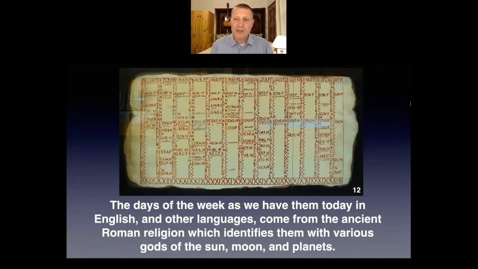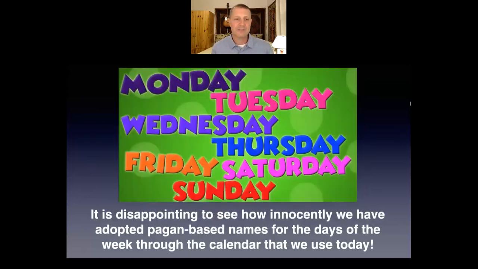So the days of the week as we have them today in English and other languages around the world come from the ancient Roman religion, which identifies them with various gods of the sun, moon, and planets. So it doesn't matter if we're using Latin or German or English, right? They're going back to this ancient pagan ritual of identifying certain gods. It is disappointing to see how innocently we have adopted pagan-based names for the days of the week through the calendar that we use today.